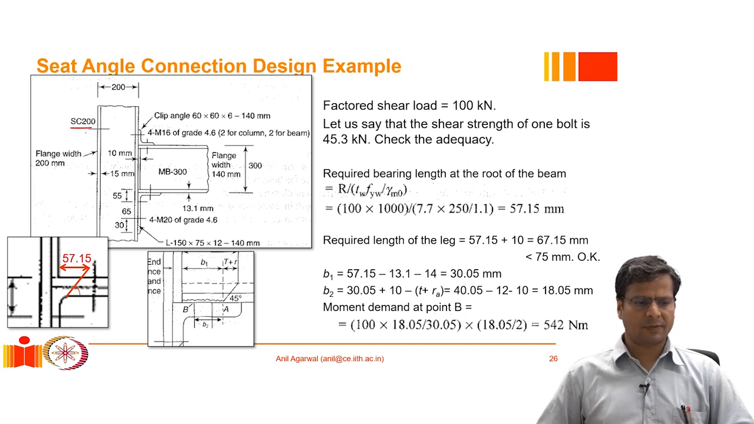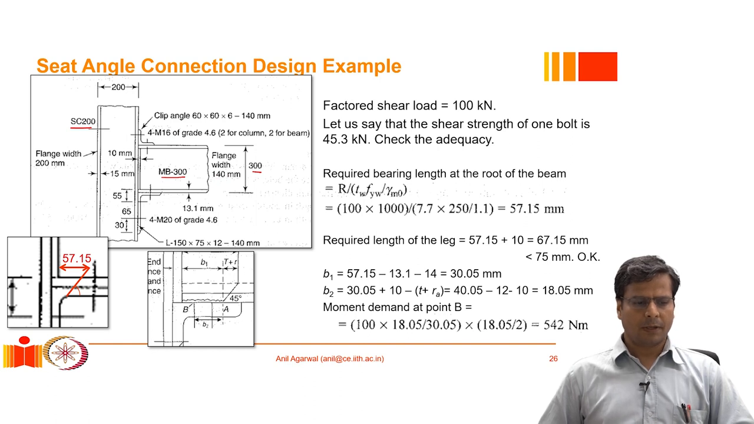This is a column of section SC 200. This is supporting a beam of ISMB 300 size. Of course, this beam, we all know, should have a total depth of 300 millimeters, and the ISMB 300 beam has a flange width of 140 millimeters.